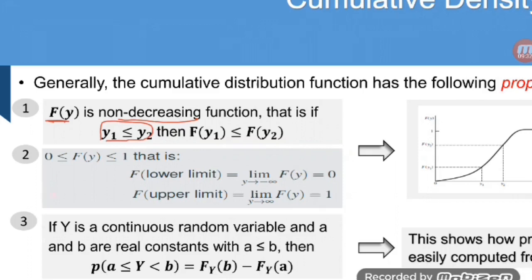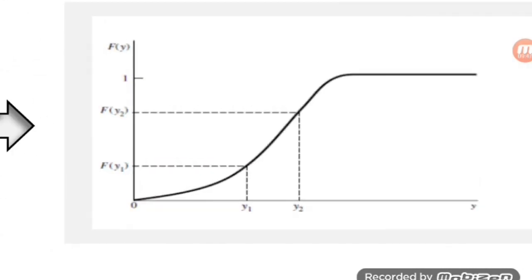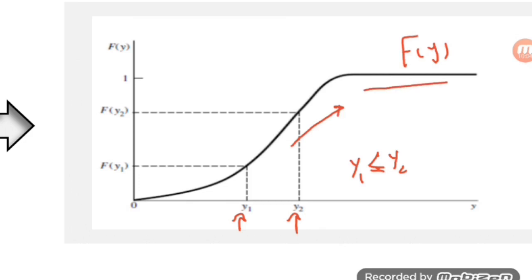Okay, then the value of the CDF at y1 will be less than or equal to the value of the CDF at y2. This is represented by this figure. If we have y1 here and y2 here, and we know that y1 is less than or equal to y2, then this is the graph, the curve of the cumulative distribution function. As we see, it is increasing or constant. It never decreases. Fine.